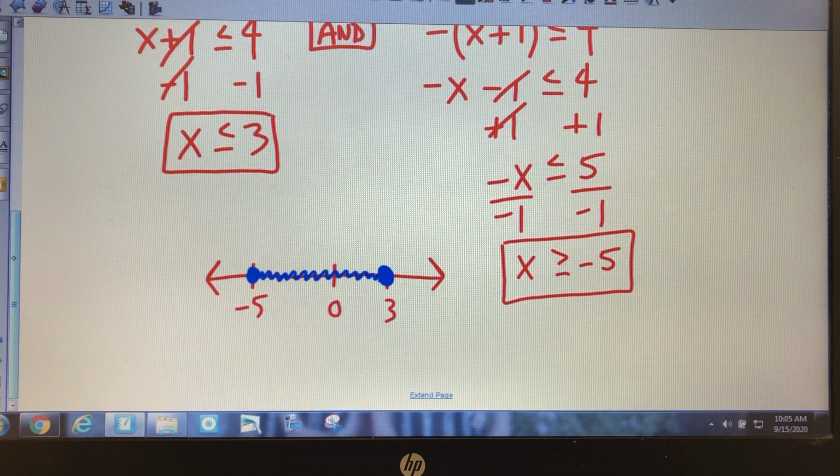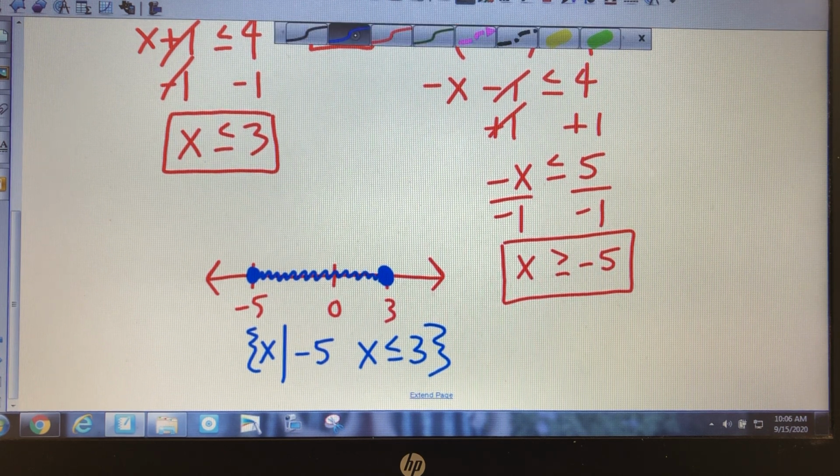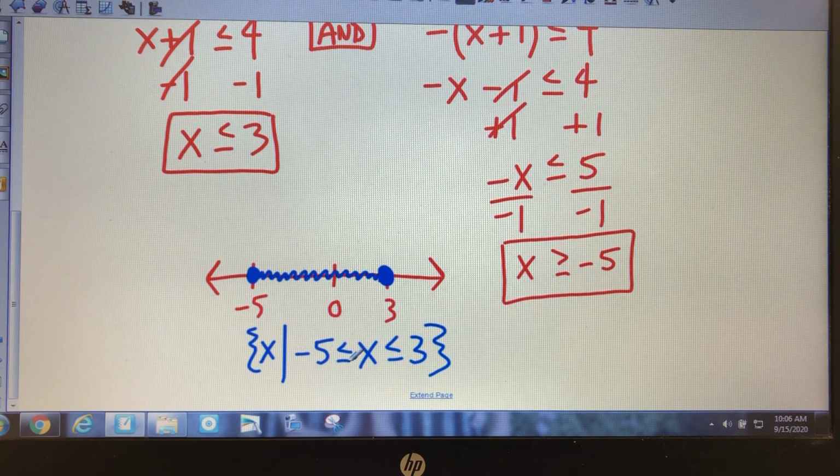So when we combine those, we're going to say x such that negative 5 is less than or equal to x is less than or equal to 3. Okay, let me clean that up a little. All right, so x such that negative 5 is less than or equal to x is less than or equal to 3. That will satisfy both conditions. We need that because of that keyword and.